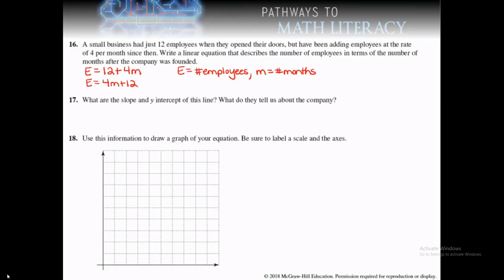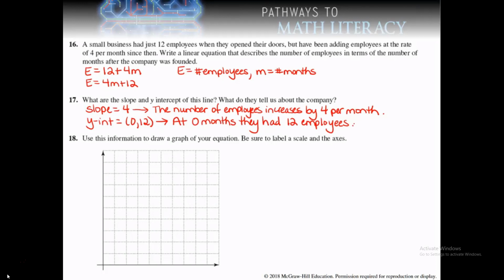In 17 then, what are the slope and the y-intercept of this line? Well, thinking of mx plus b and ignoring the fact that we've used m for months, that's actually like the x here. The number that's multiplied by the variable here is 4. That's our slope. That's how much the number of employees is increasing. And then we can find the y-intercept because that's the constant added on. That's the 12. So the y-intercept is (0, 12), and that means that after 0 months, there at the beginning, they had 12 employees.